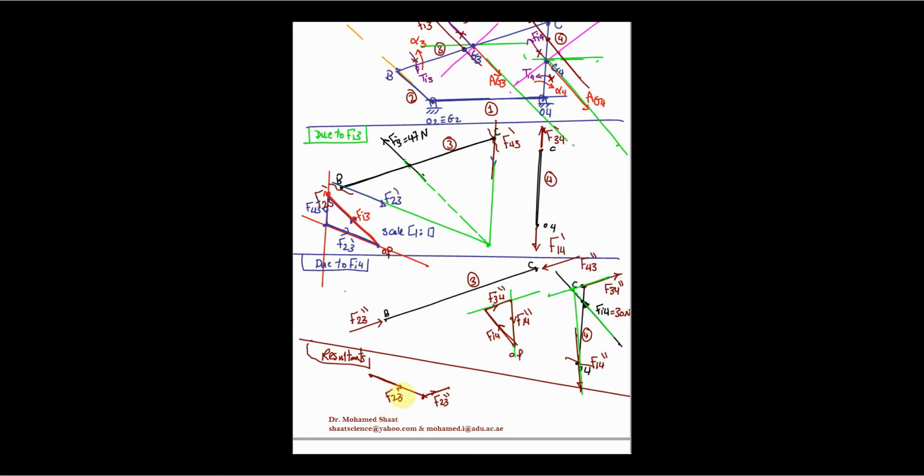So I do have F23 dash going in this direction, F23 double dash. The resultant one should be closing the triangular shape. So your objective is just to connect this end point with the start point. If we connect them, we're going to end up with the F23 force. This is the resultant F23 force, so this is the total F23 force.